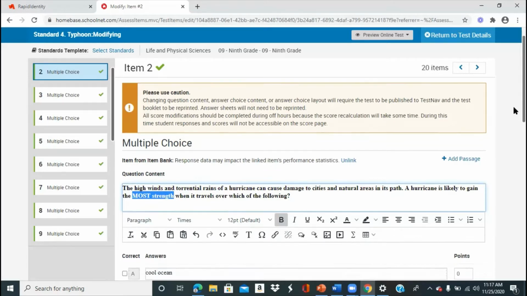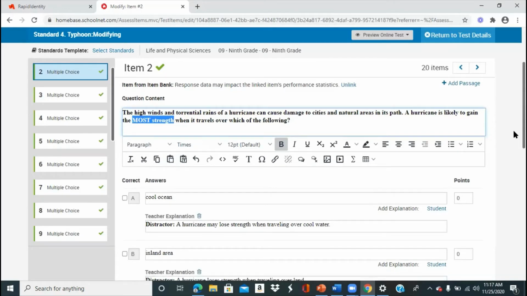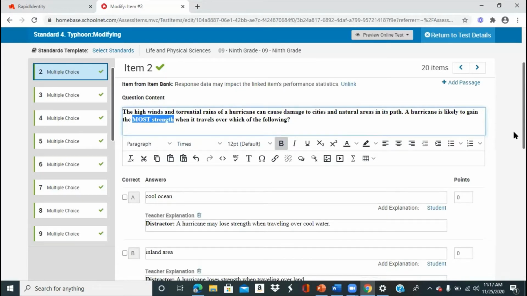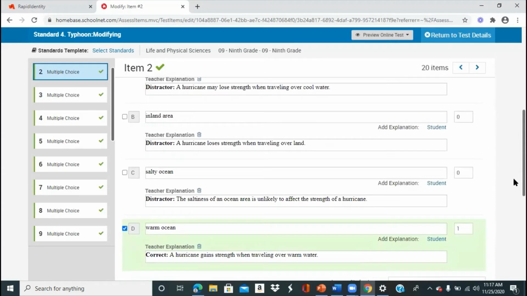So A and B, cool ocean and inland area, are not the factors that would give the most strength to a hurricane as it forms. Instead, warm ocean is the best answer. As we know, a salty ocean is not contributing anything to the strength of a hurricane.